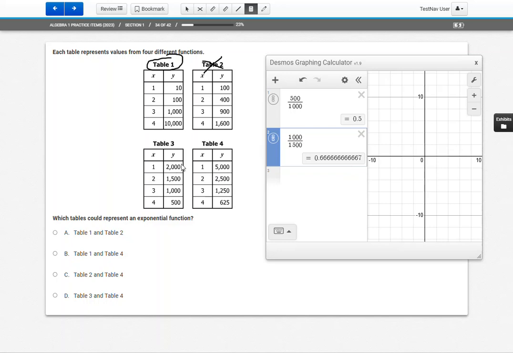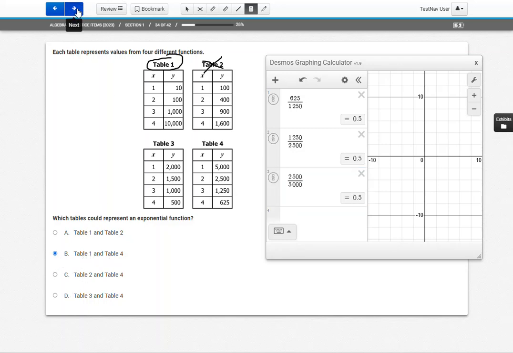Two different numbers. I'm not going to keep checking, so it has to be table number 4. 625, all right. 1250 divided by 25, divided by 5,000. See how I'm multiplying by 1/2 to get to the next number? So table 4. So table 1 and table 4.